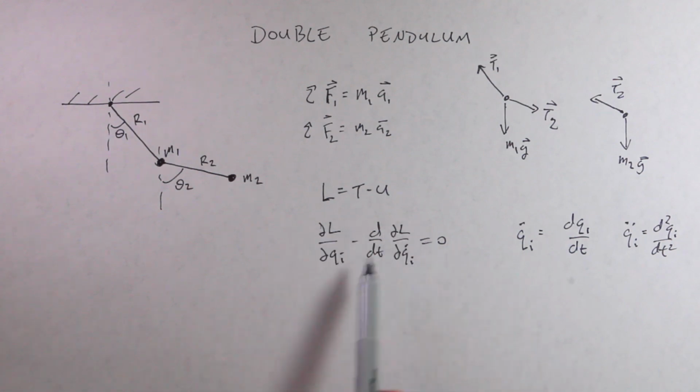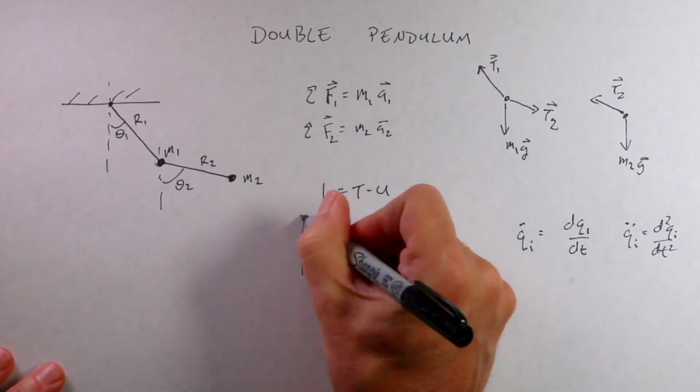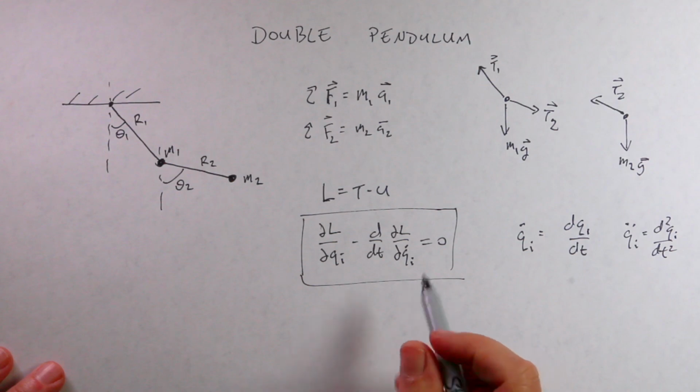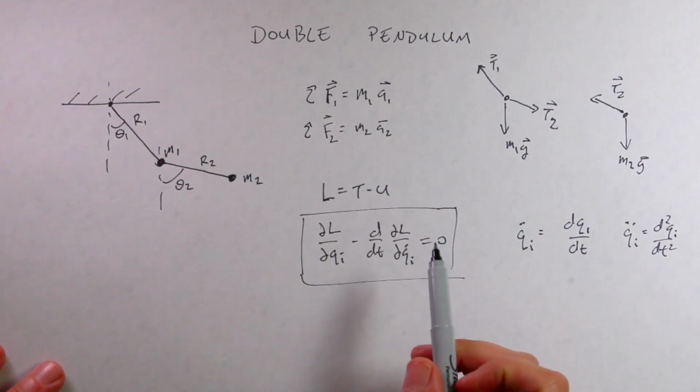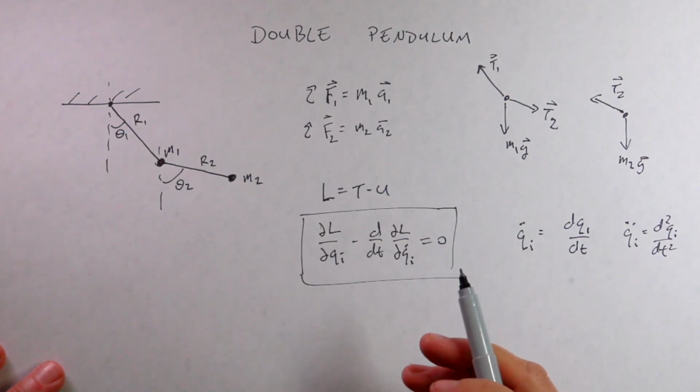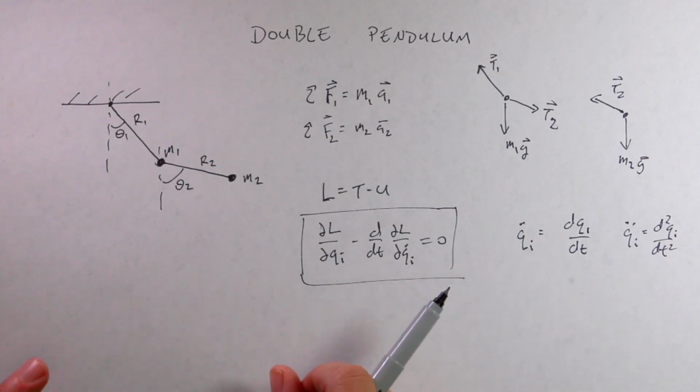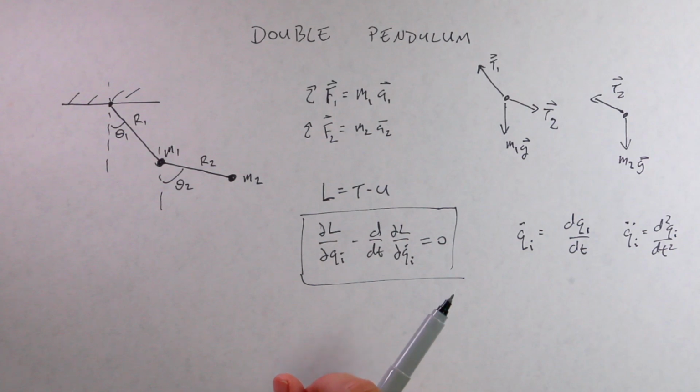So if I write this equation, I could do it twice, once for theta 1 and once for theta 2. Then I can get 2 differential equations of motion. Now, that's going to be harder to solve, but I want to get those 2 differential equations of motion, and that's the goal of this video.